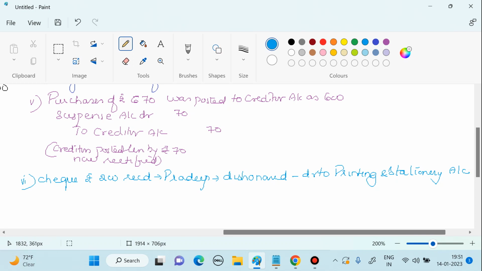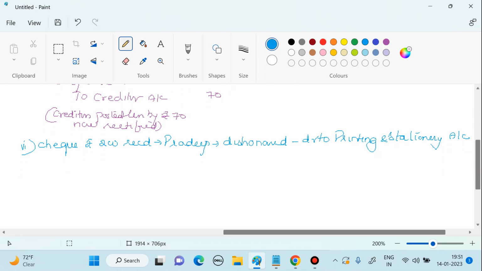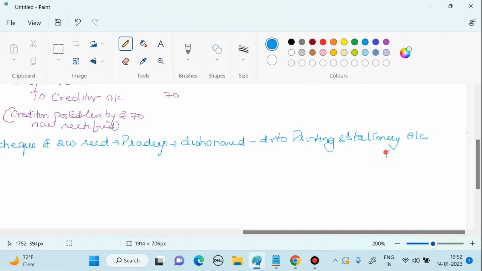So what would be the rectification entry? Who can try? Check of 200. What is that? Received. Debited to printing stationery account. So bank account. So what is the actual entry here? It will be when the check is received.